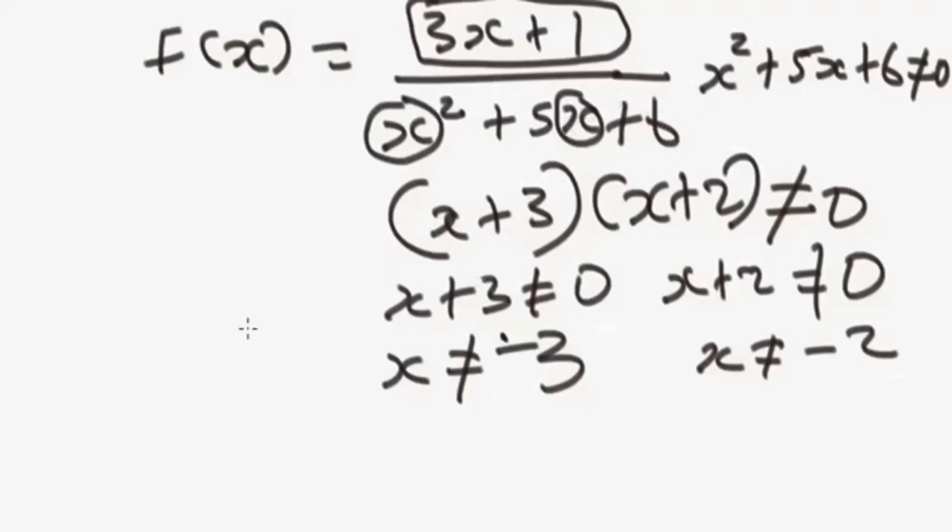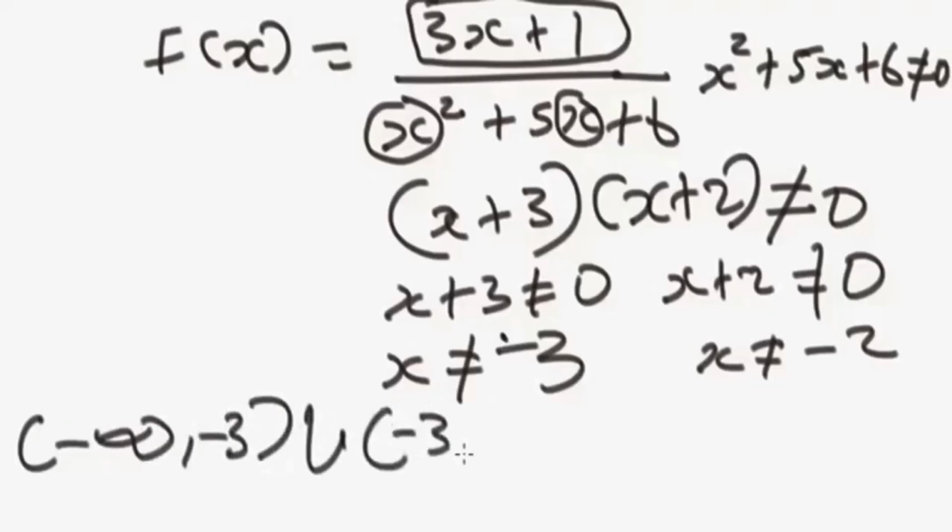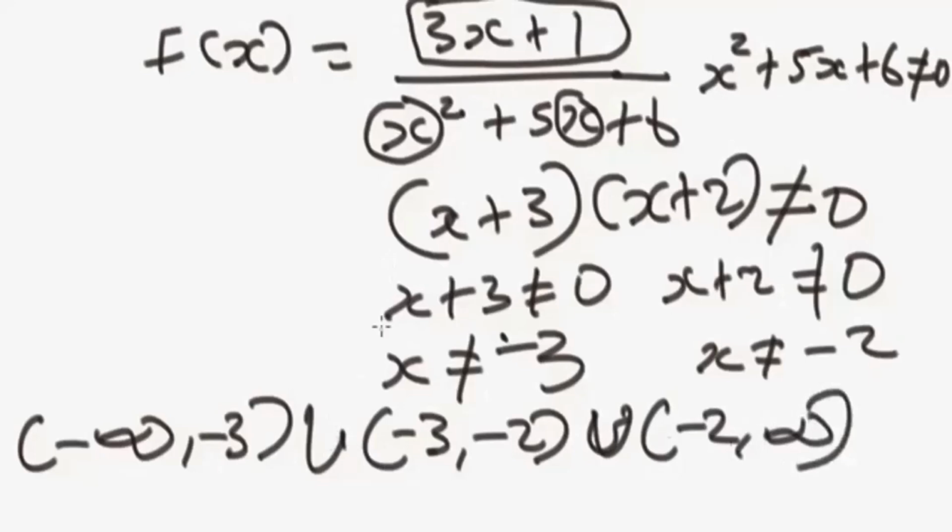So to represent this domain in interval notation, we're going to have all numbers from negative infinity to negative 3 but not including negative 3, all values from negative 3 to negative 2 but not including negative 3 and negative 2, all values from negative 2 to positive infinity but not including negative 2. So that will be the domain of this function.